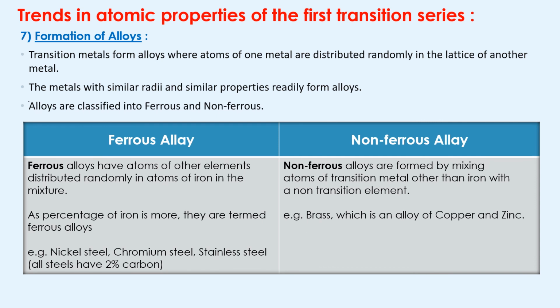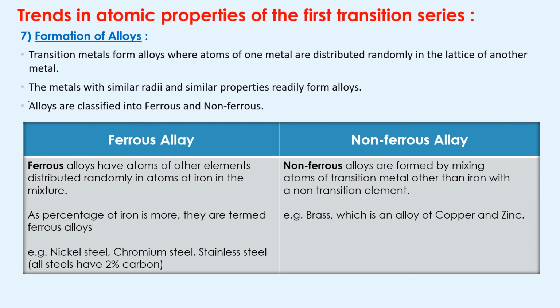So first of all, what is ferrous alloy, and then we see what is non-ferrous alloy. So ferrous alloy means what? Ferrous alloy has atoms of other elements distributed randomly in atoms of iron. Means one atom is fixed, that is nothing but your iron. In that you add another element. But non-ferrous alloy means what? They are a mixing of atoms of transition metals other than iron. Means in that both the atoms may be different than iron. So in ferrous alloy, the percentage of iron is more. So that's why you call it the ferrous alloy.